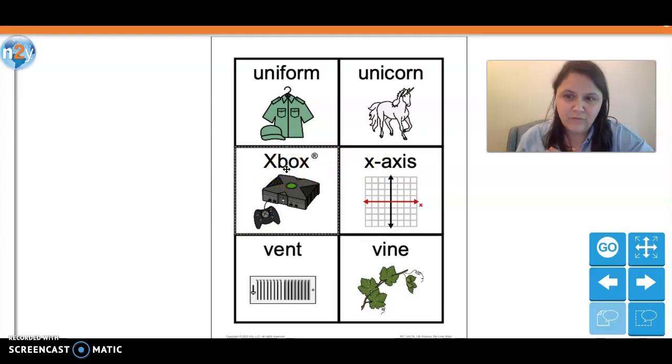An Xbox, you've probably seen before where you play video games. That starts with an X, and then also X-axis. When you have a plane, you have an X-axis and a Y-axis. X-axis. Okay, and this might be tricky, but see if you might be able to find some things around your house that start with the letter X.